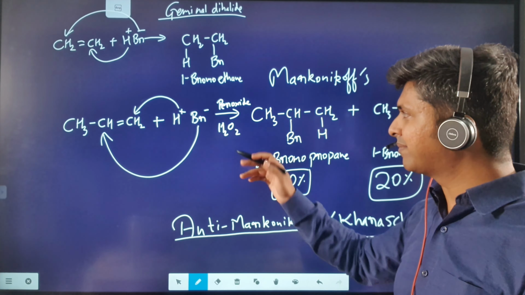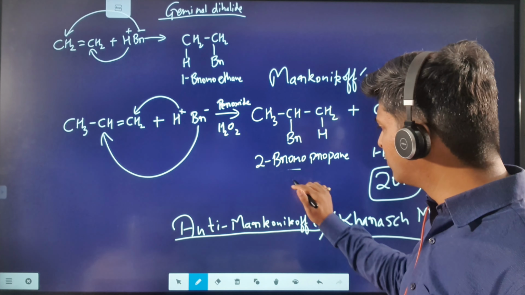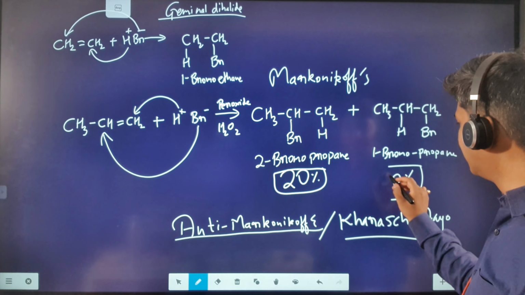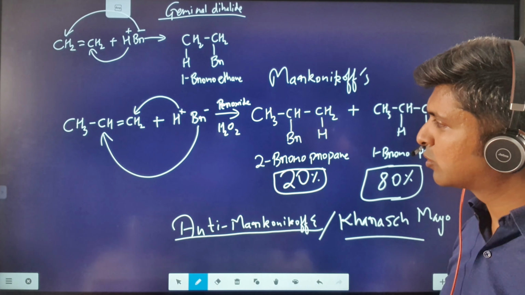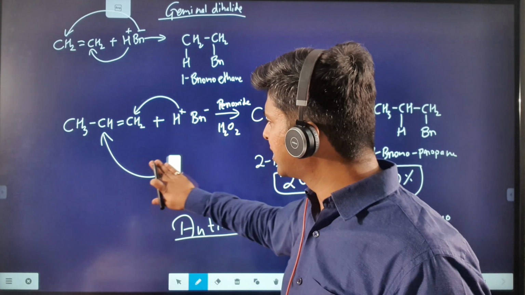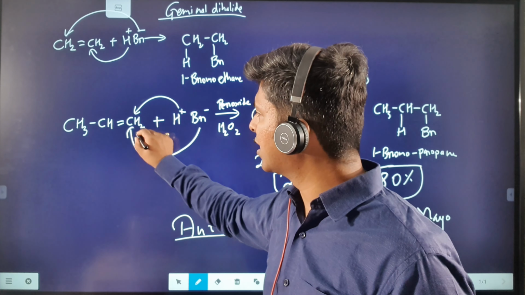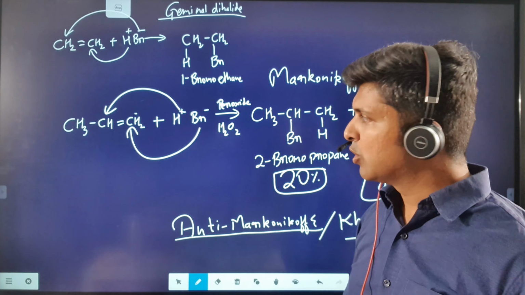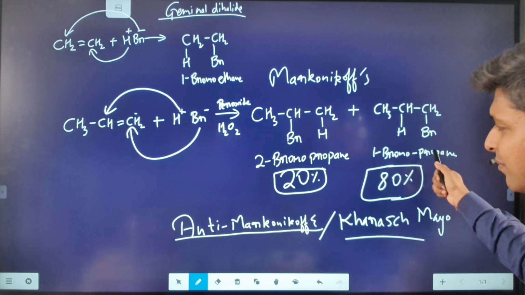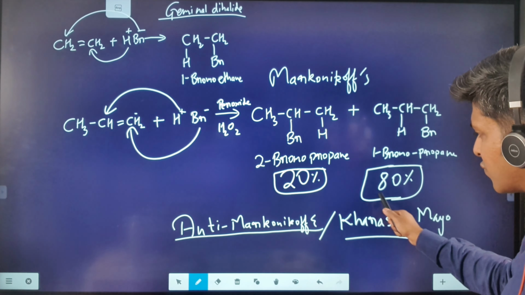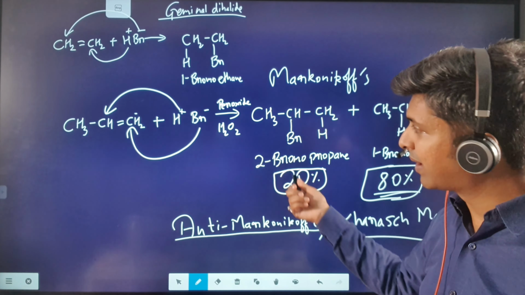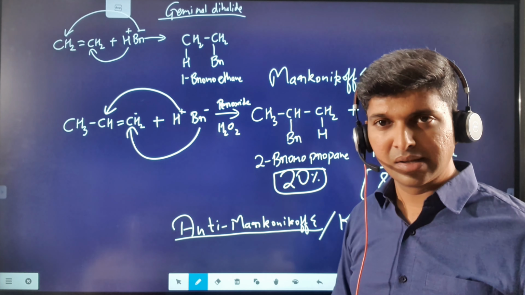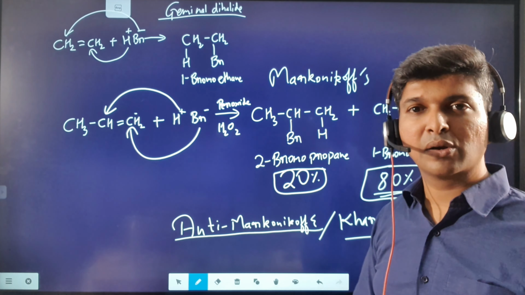So what's going to happen in anti-Markovnikov's rule? What was 80% will become 20%, and what was 20% will become 80%. That means, according to anti-Markovnikov's rule, the negative part gets attached to the carbon having more hydrogens, and the positive part gets attached to the carbon having the least number of hydrogens. So you get 1-bromopropane as the major product, that is 80%. And 20% of the molecules break the anti-Markovnikov's rule, and hence you get 2-bromopropane as the minor product. So this is the anti-Markovnikov's rule.